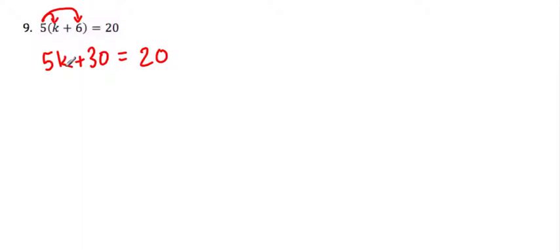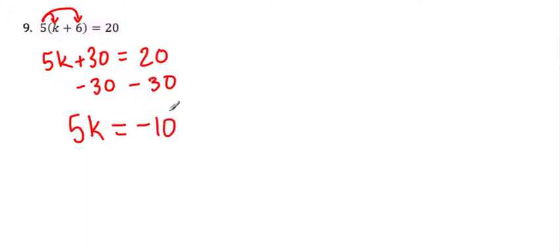To get k by itself, I have to get rid of this 5 and this 30. But the first thing I have to get rid of is the 30. Since this is a plus 30, I'm going to subtract it, because that would make that quantity go to 0. I would be left with 5k equals, and 20 minus 30 would be -10. Now to get k by itself, I would divide by 5. And that will give me -2.